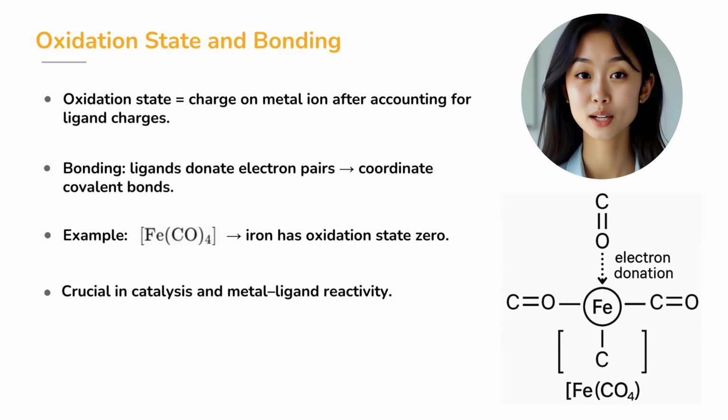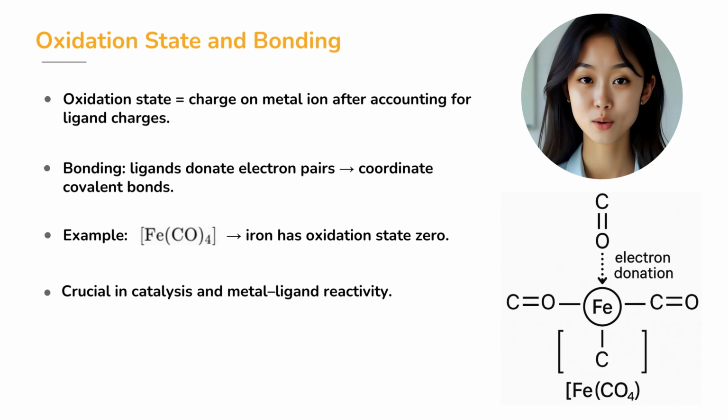Okay, time to bring in the maths, but don't panic. The oxidation state is simply the effective charge on the central metal after considering the charges of ligands. For example, in iron pentacarbonyl, written as [Fe(CO)5], carbon monoxide is neutral, so the oxidation state of iron is 0.